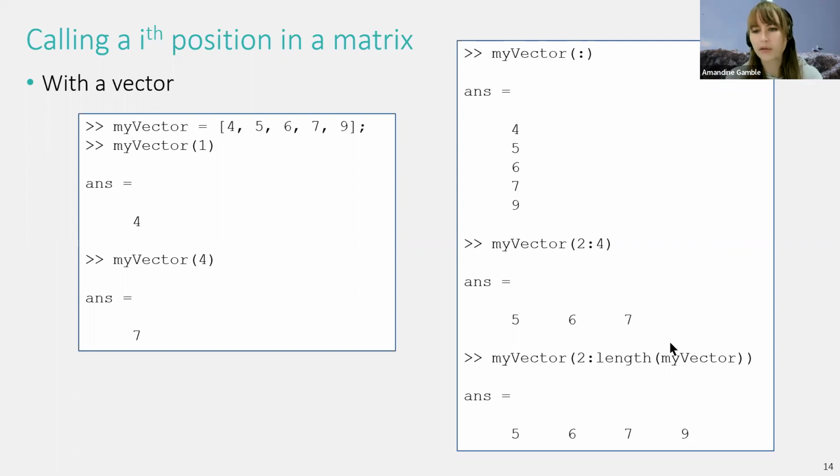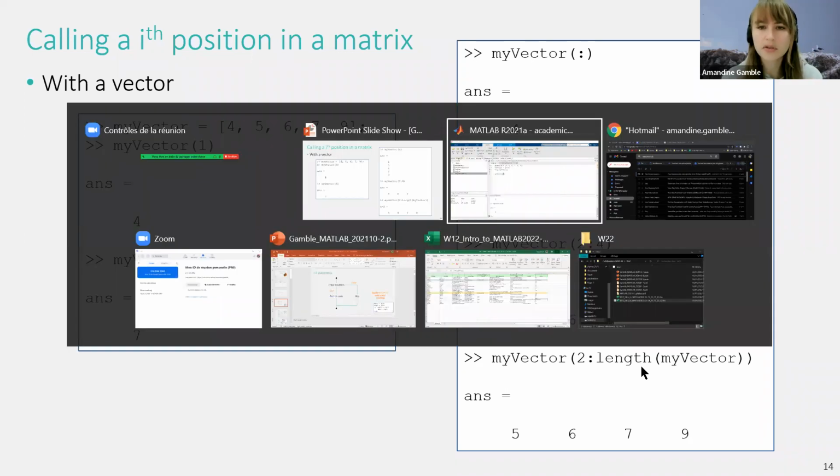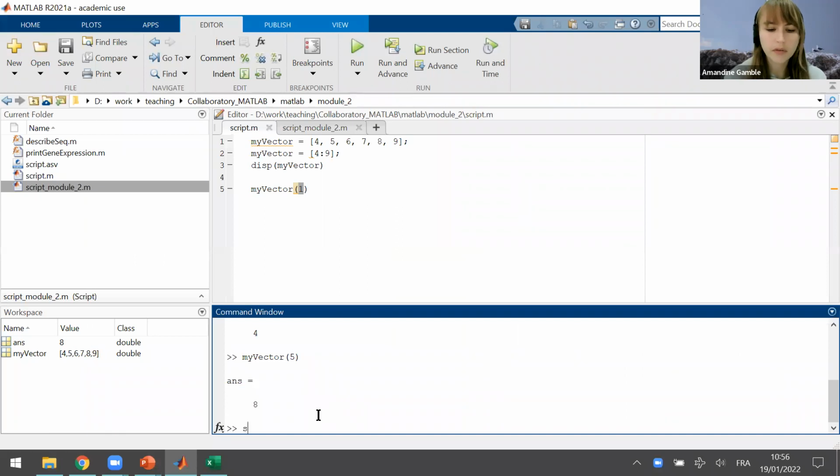Here, I don't know if you remember, I talked about the length function before. It's not to be mixed up with the size function. The size function here will return the dimension of my matrix, which here is 1 by 6. The length function is going to return only the largest dimension of my matrix. So here it's going to be 6.